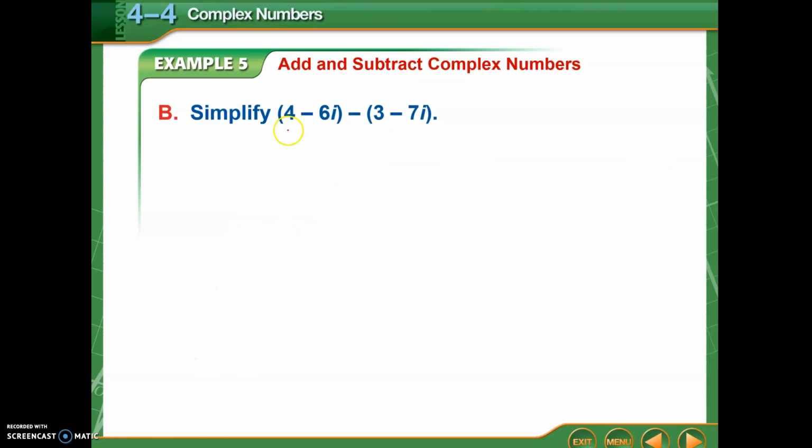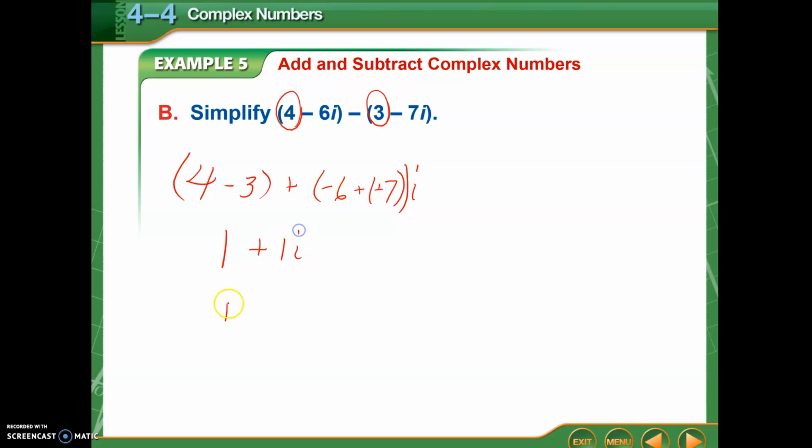Same with subtraction, you're going to subtract your real units, so 4 minus 3, and I'm going to again just put a plus there just to hold that, and then -6 minus a -7i, so I get 1 plus, 2 negatives make a positive, 1i, or 1 plus i.